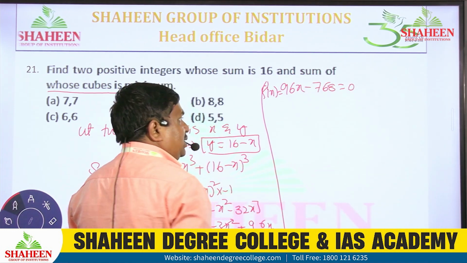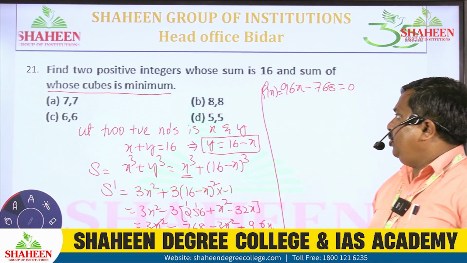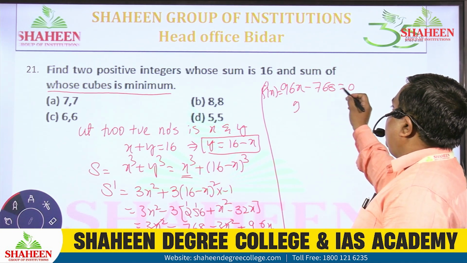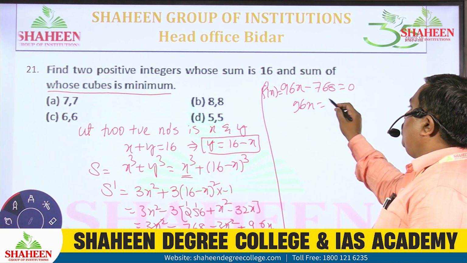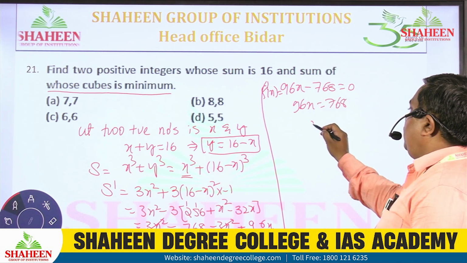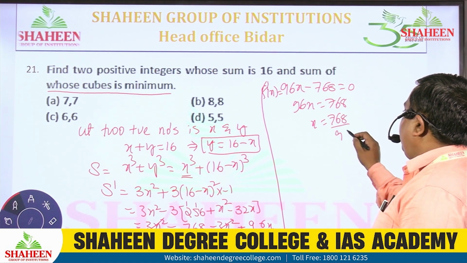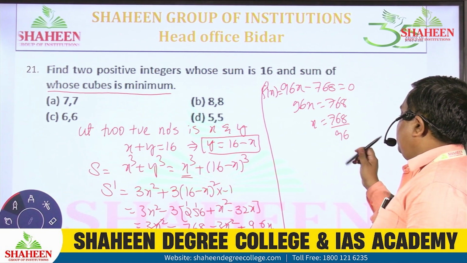Let us take this equal to 0, then we will get a critical point. If you take 96x minus 768 equal to 0, you will get 96x equal to 768. Then x equals 768 divided by 96.